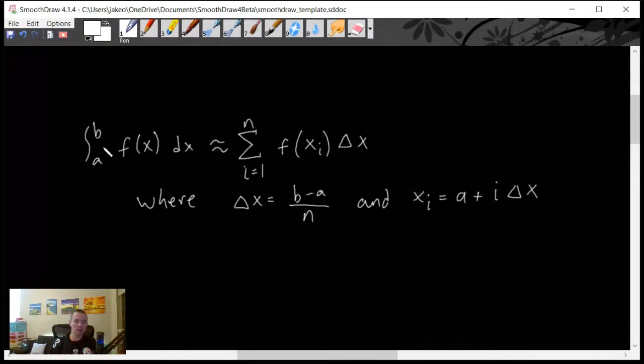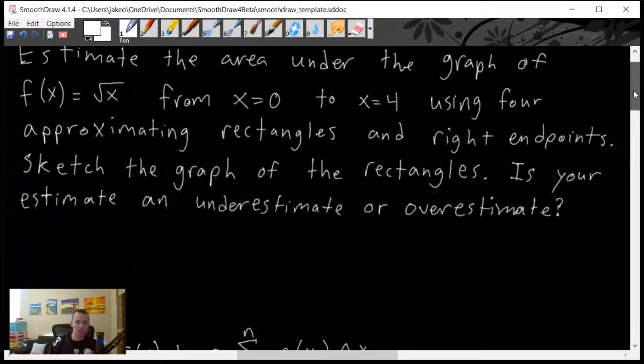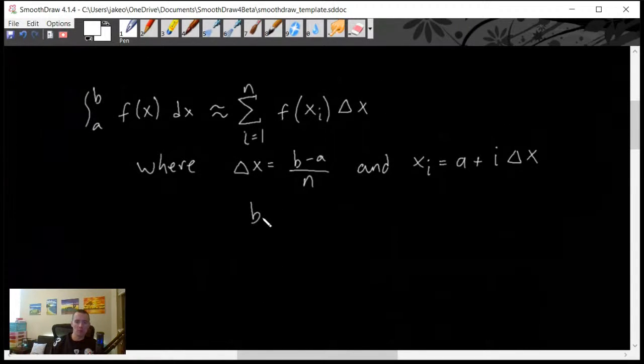If we're trying to estimate the area under some function f(x) between two x values, a and b, we can estimate it using this sigma notation, which is the sum from i = 1 to n of f(x sub i) times delta x, where delta x is just (b - a) / n. So b is the right endpoint of the area and a is the left edge of the area. In this case, to estimate the area from x = 0 to x = 4, we have b = 4 and a = 0.